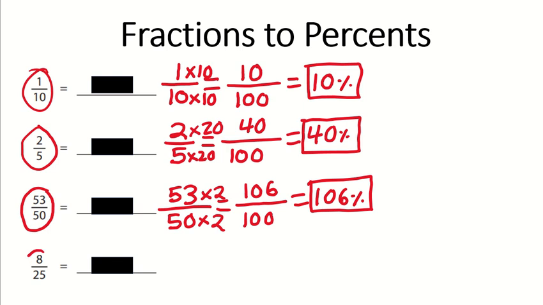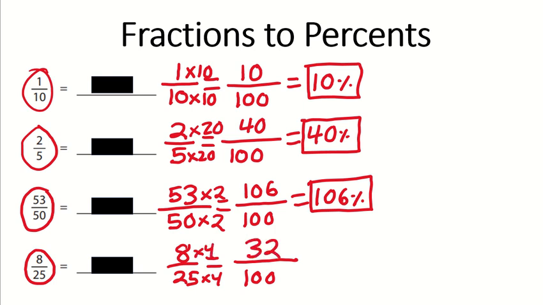And finally, we come to your friend and mine, 8/25. 8/25 can be rewritten with a denominator of 100 by simply multiplying 25 by 4. And then, of course, what I do to the bottom, I've got to do to the top. And 8 times 4 is, in fact, 32. 32 per 100 is the same as 32%.